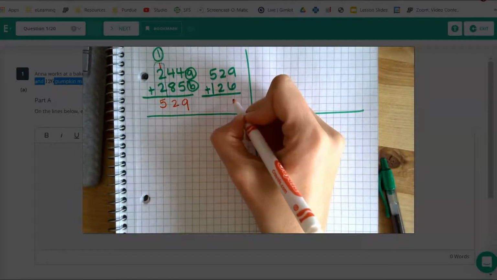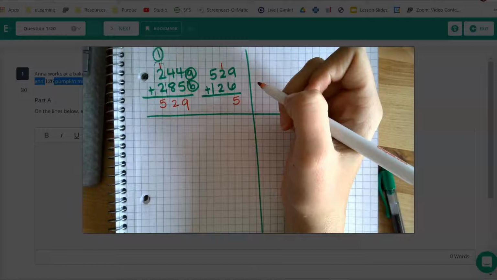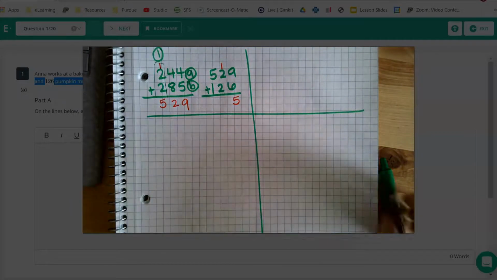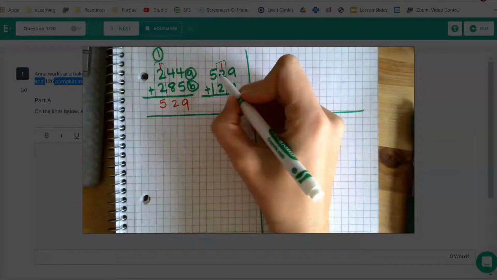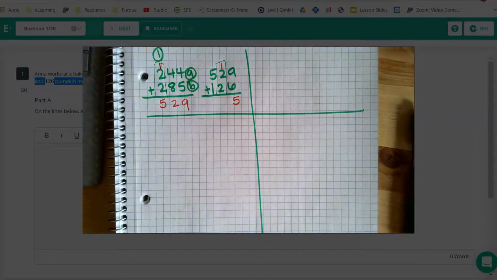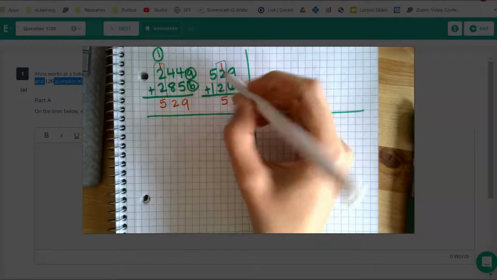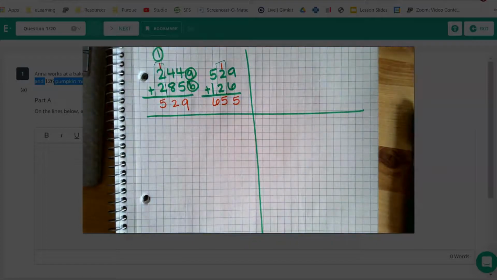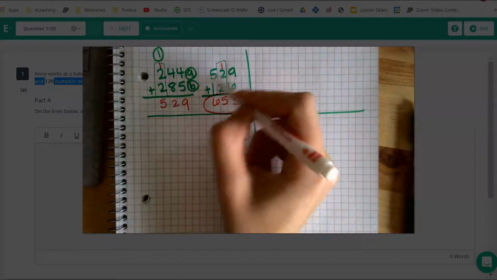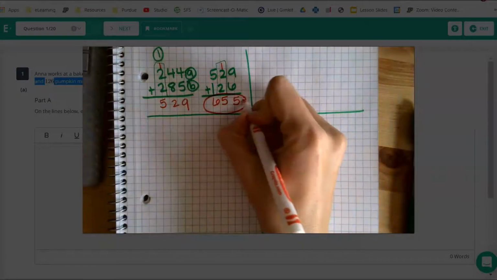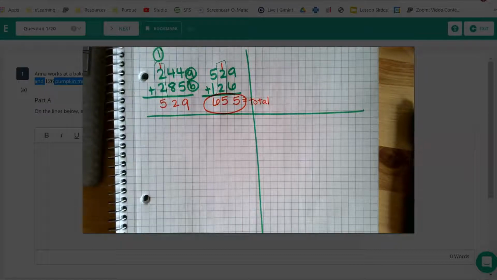9 plus 6, 15, drop the 5, carry the 1. Now I'm adding 3 digits in my tens place. 1 plus 2 is 3. 3 plus 2, sorry, wrong marker. 3 plus 2 is 5. And 5 plus 1 is 6. And I'm going to circle this, because this is my total amount of muffins. I do not need to know these other numbers. I only need to know my total. I'm actually going to write that out so I remember. That's my total number of muffins.